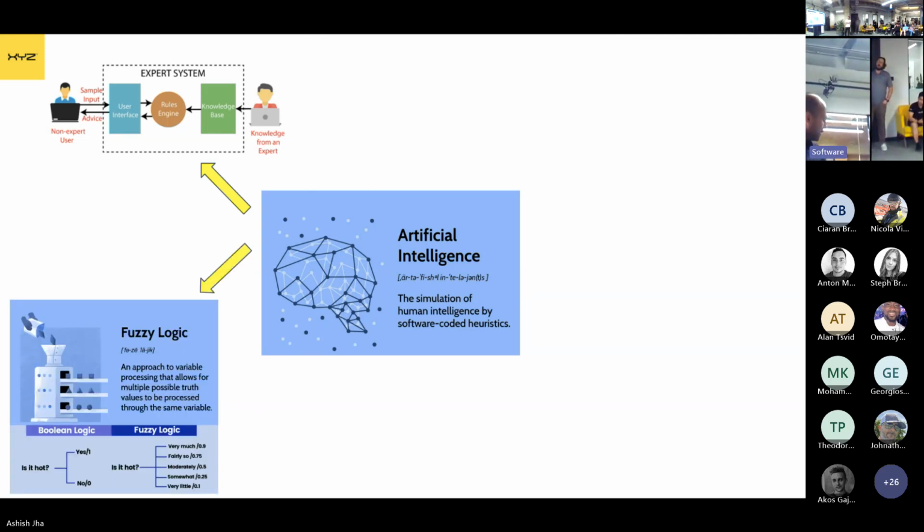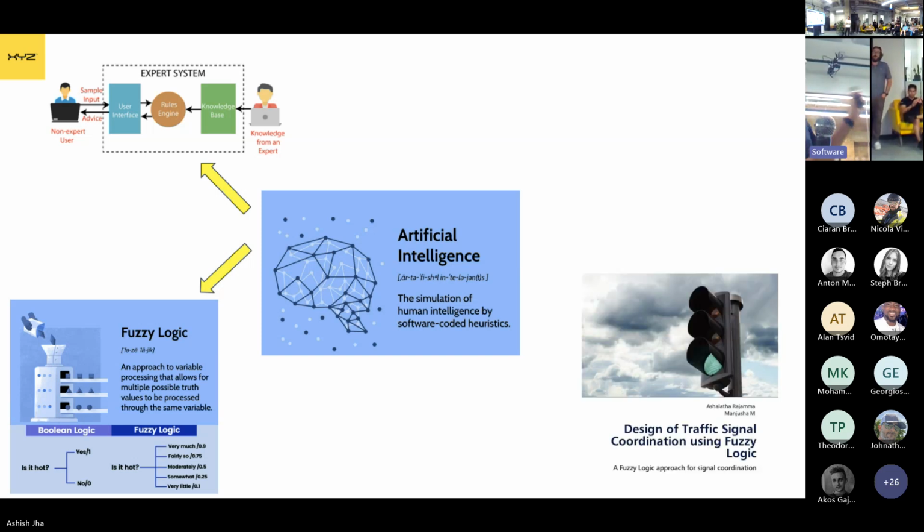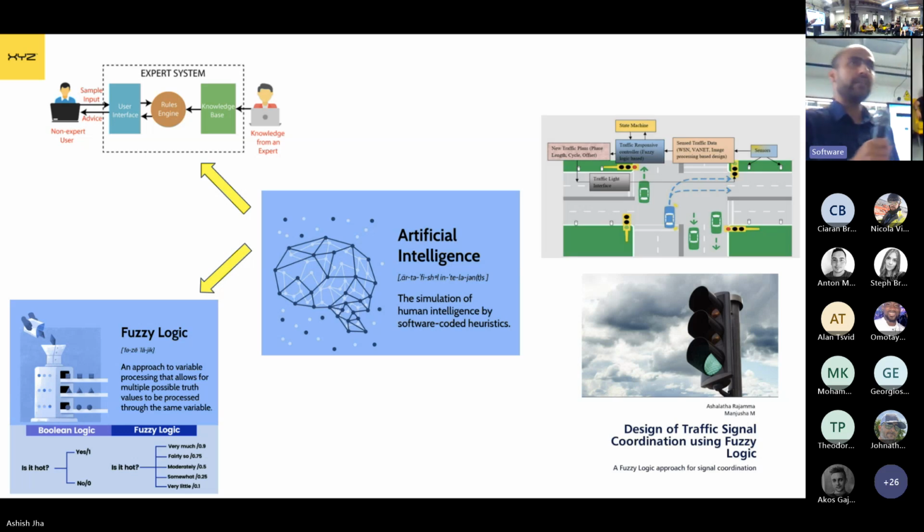Then you have fuzzy logic. The idea behind fuzzy logic is that while computers believe in binary logic, 0 and 1, humans have gray areas. So if I were to ask you, do you want to go for a game of tennis tomorrow? Your answer might not be 0 or 1, like yes and no. You will have a gradation between maybe, I'm quite sure, but let me see. So fuzzy logic captured that, and one of the examples of real life use of fuzzy logic was the design of traffic signal coordination.